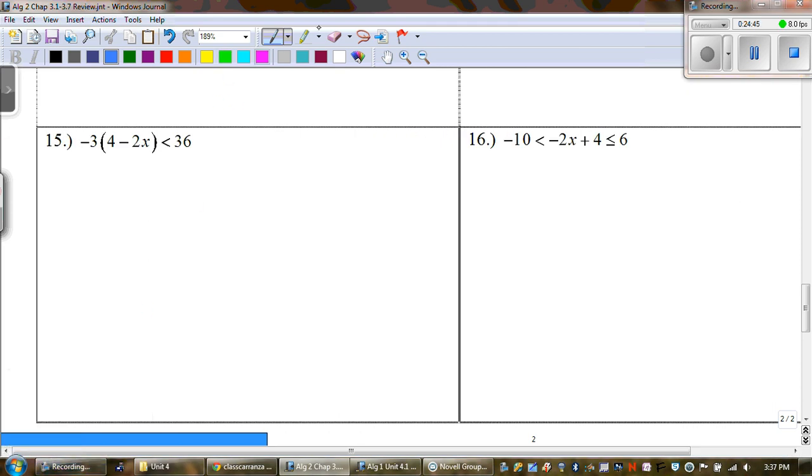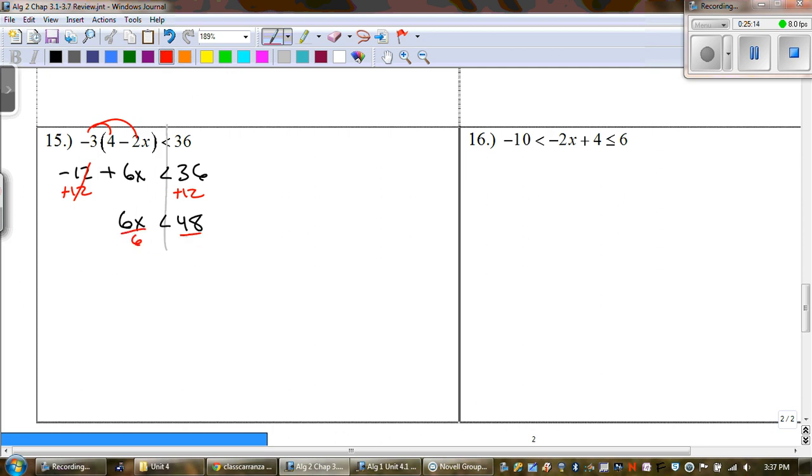All right, number 15. Draw the line, but we need to distribute. So negative 3 times 4 is negative 12. Negative 3 times negative 2 is positive 6. Add 12 to both sides. And then we get 6x is less than 48.